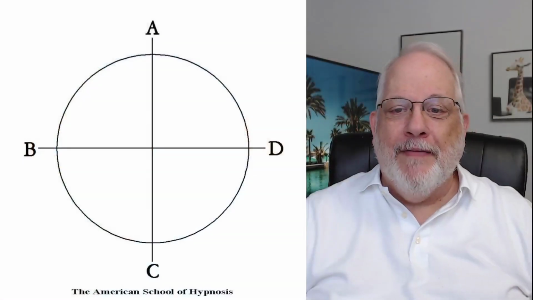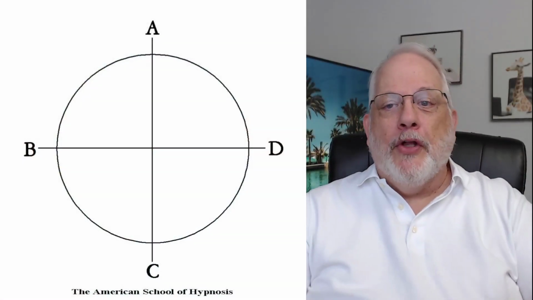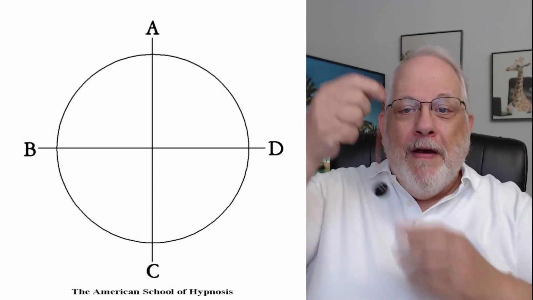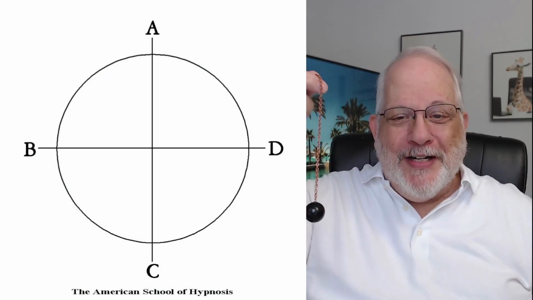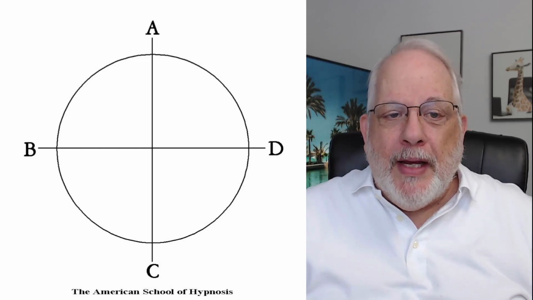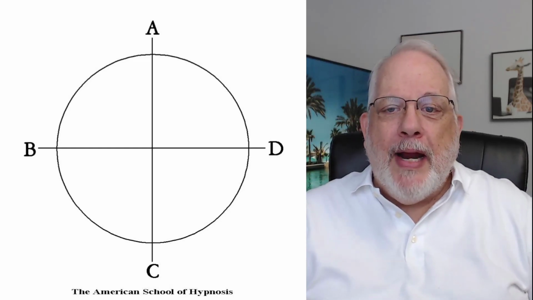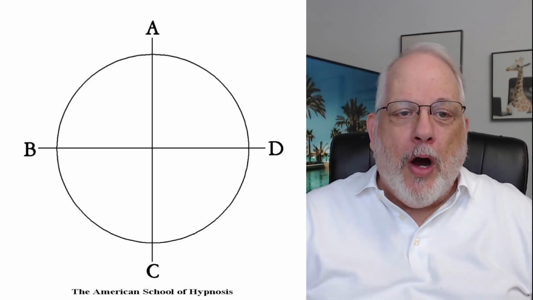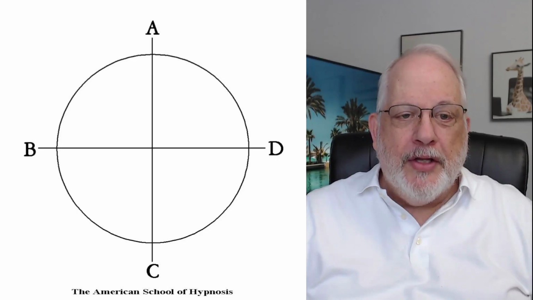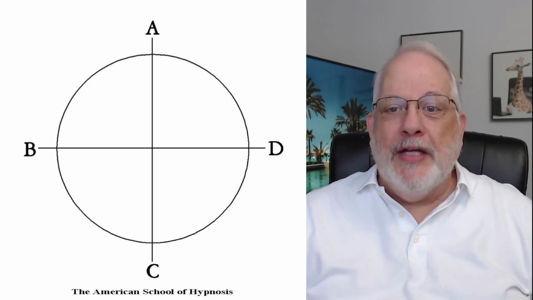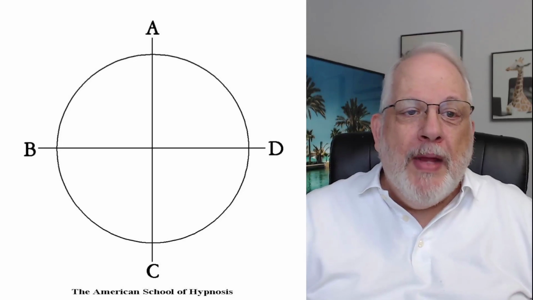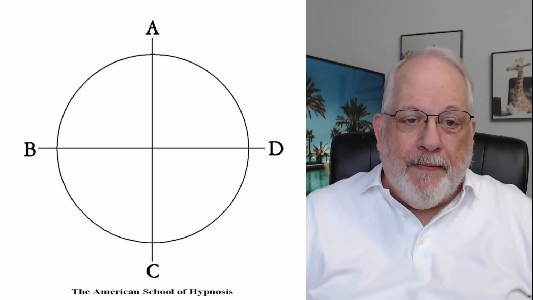So right now, before you even get started, get yourself a sheet of paper and a pen so you can draw this on it. This is the circle that we're going to use for this pendulum demonstration. On the paper, draw a circle like this. It could be any size you want, but use the whole sheet, and then make a little X through it.